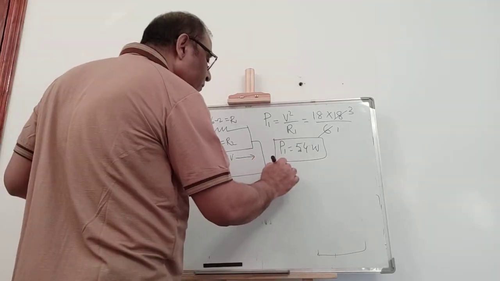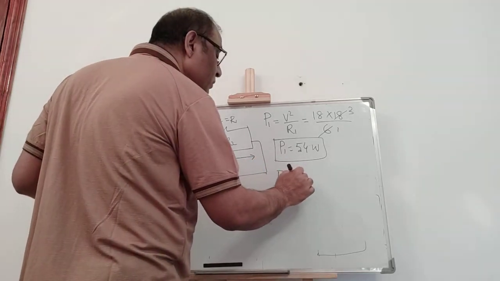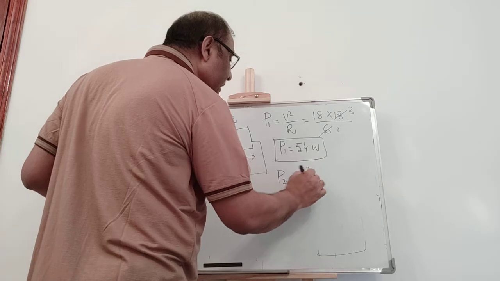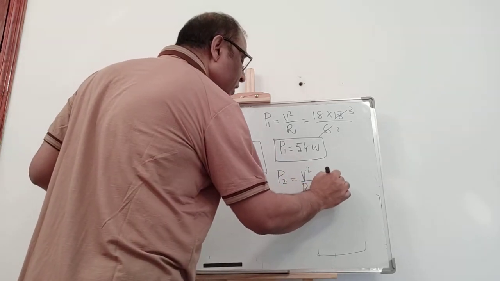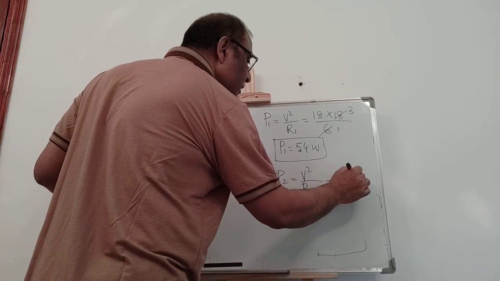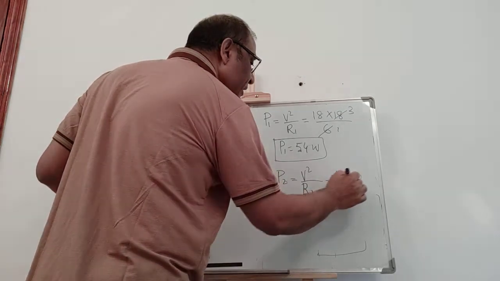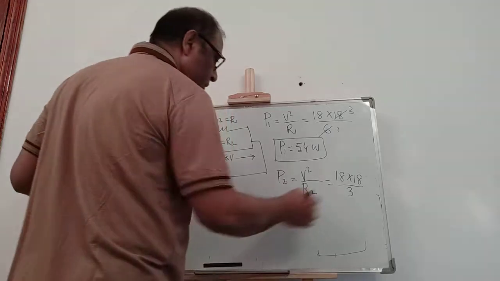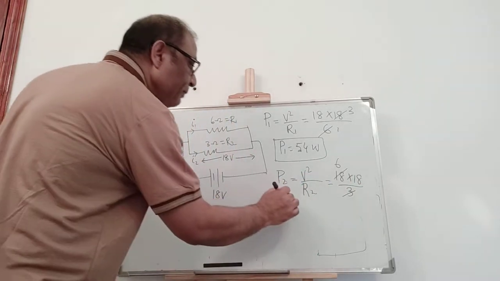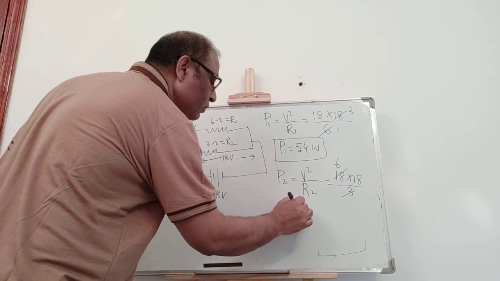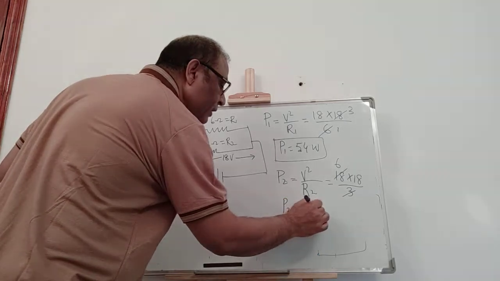Now P2 equal to V square, but here the resistance is R2, which is different. R2 equal to 3, so 18 into 18 divided by 3, and P2 equal to 108 watt.